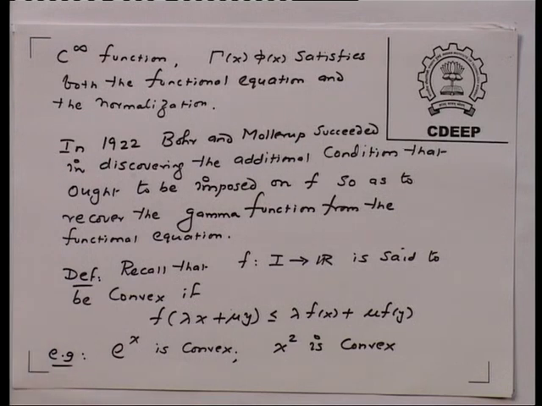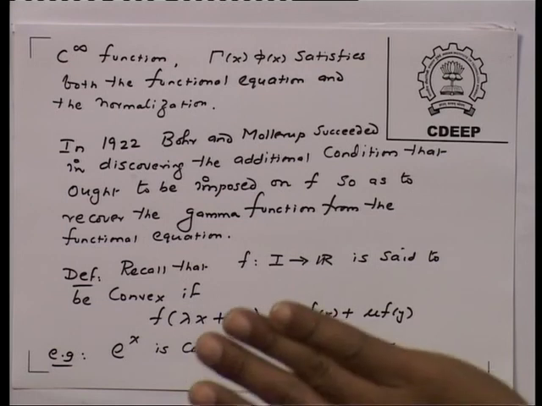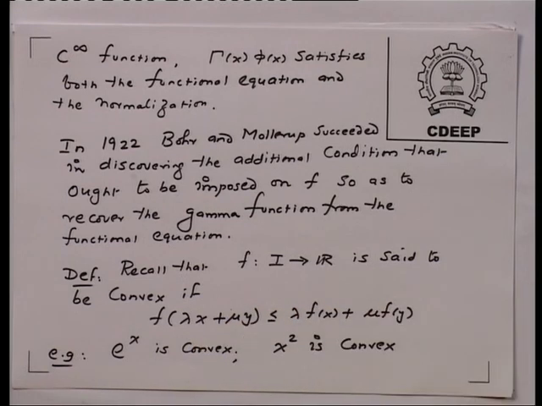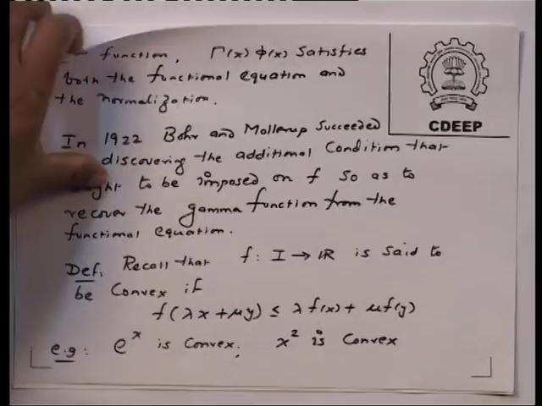Once again, this is there in every book. The definition of a convex function is there in Rudin. You do not have to write it down. When is the function said to be convex? If the region lying above the graph is a convex set, then the chord must always lie above the graph. In other words, analytically, that means f of lambda x plus mu y should be less than or equal to lambda f x plus mu f of y. This is the meaning of convex functions, right? Exponential function, is it convex? It is convex. X squared is convex, right?